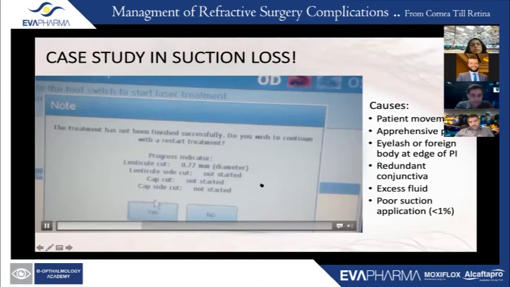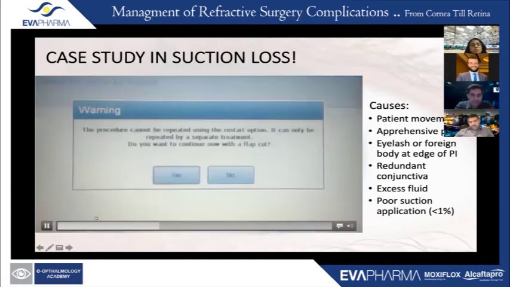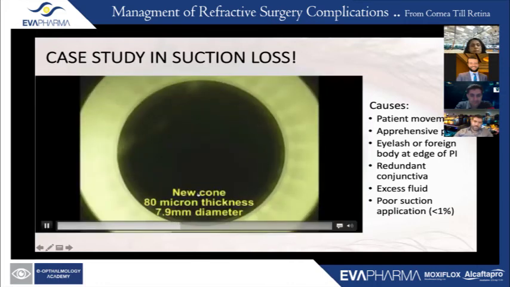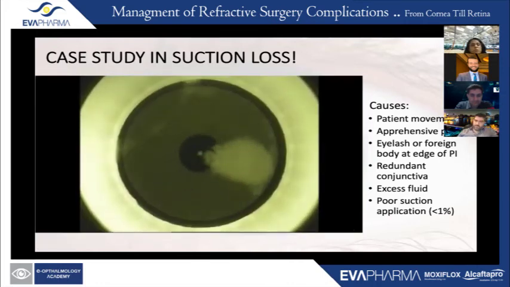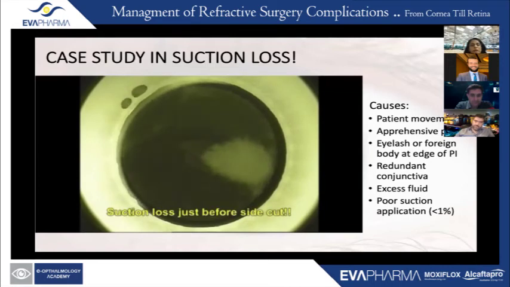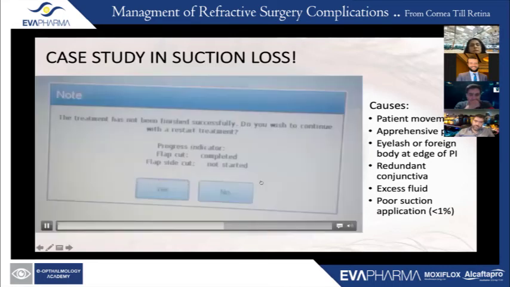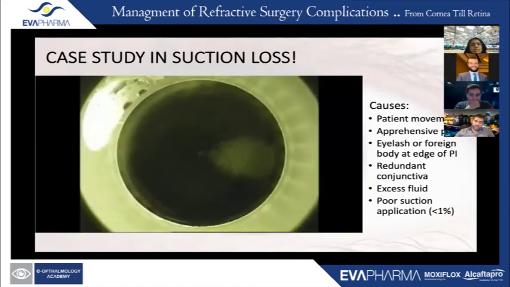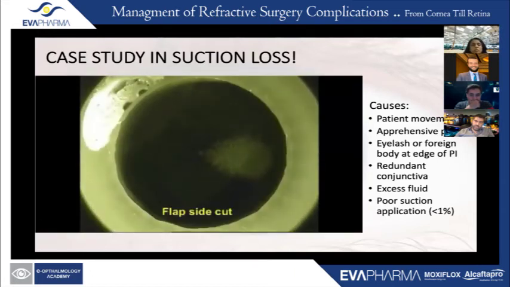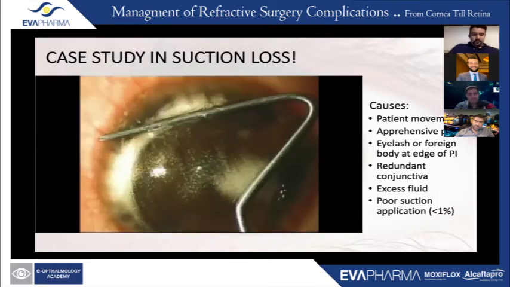So the machine asks you whether you would like to restart, and then it basically keeps going into the next step. And here it tells you that you cannot continue as a cap cut. So you need to convert to a Lasik or a femtoflap. So now what we're doing is a femtoflap. And just before the side cut, again, this patient moved and he had a suction loss again. So the Lasik flap was cut, but the side cut was not made. And so again, he was docked again, and then the side cut was made.